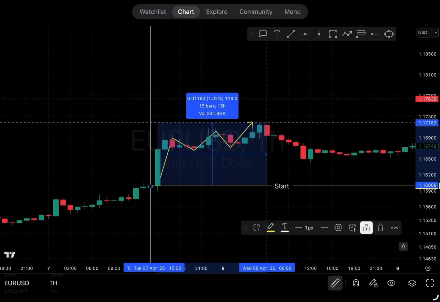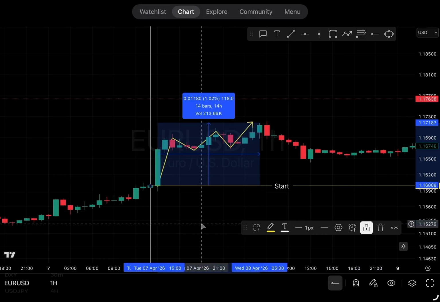So if we look over, it's actually telling us that we're at 118 pips. The other ones are ticks on the left. On the right, it's giving us the pip count, which is 118. It's telling us that it took 14 bars. Now remember, each candlestick or bar represents 1 hour in this specific example. So that means that 14 bars represent 14 hours, which is not bad. That's a little over half a day for 118 pips.